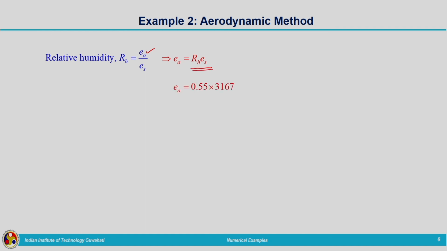So, RH, the relative humidity, was 55% and we have the saturation vapor pressure of 3167 Pascal. So, it can be calculated to be 1740 Pascal. So, we got the value corresponding to vapor pressure in the atmosphere. Now, just substituting these values in the Thornthwaite-Holtzman equation, we can calculate the value corresponding to evaporation due to the aerodynamic method.